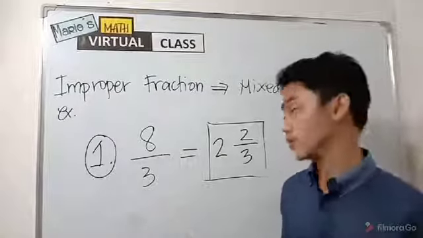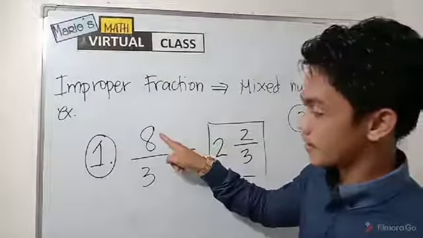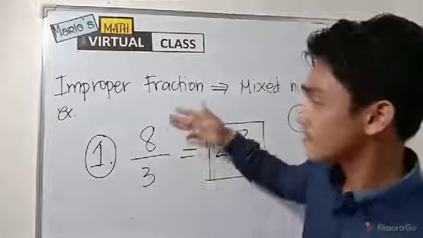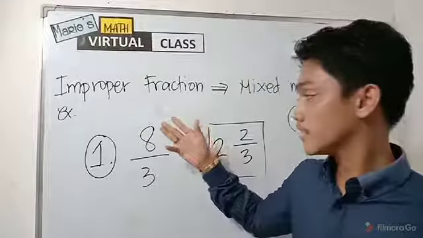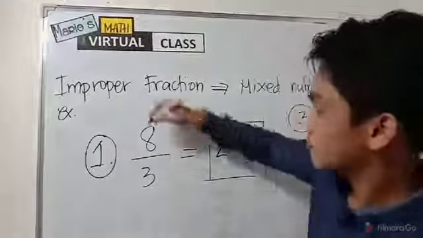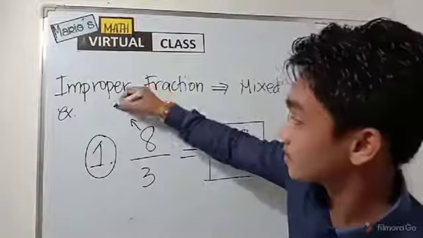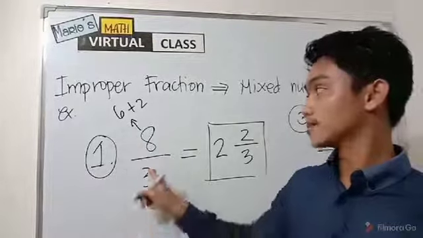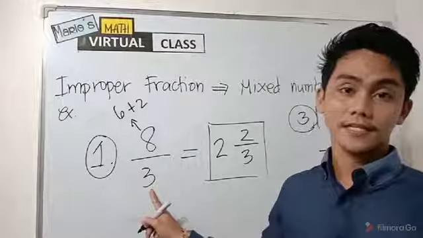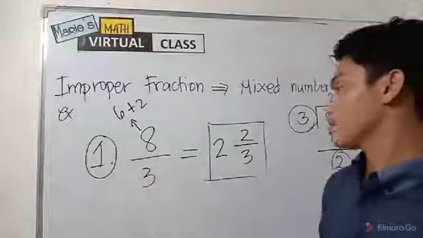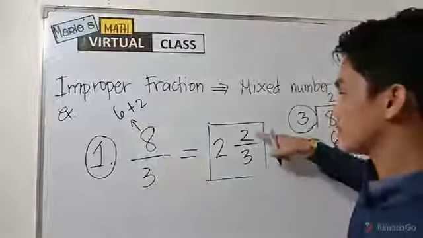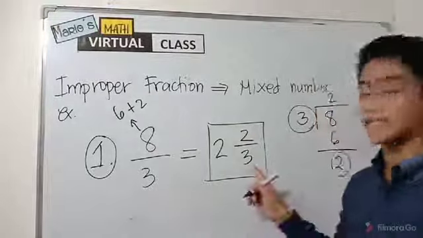So how do we do this? So out of 8, if I am going to divide it by 3, you will be asked how many 3s out of 8. It's like thinking that 8 is 6 plus 2, because 6 is the biggest number that is divisible by 3. So 6 divided by 3, you'll have 2. And you have a remainder of 2, put it here, and copy the denominator 3.